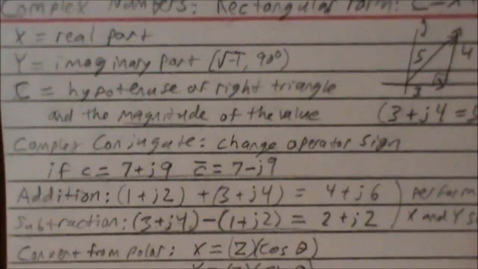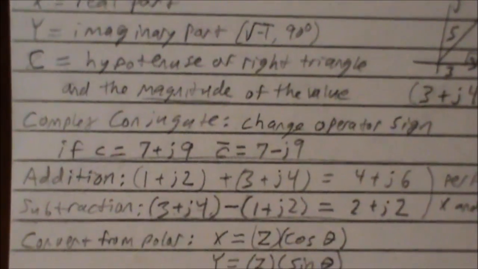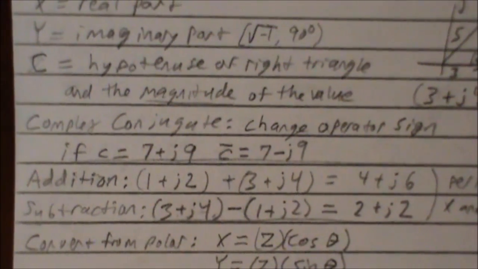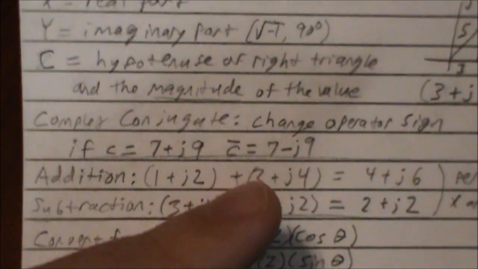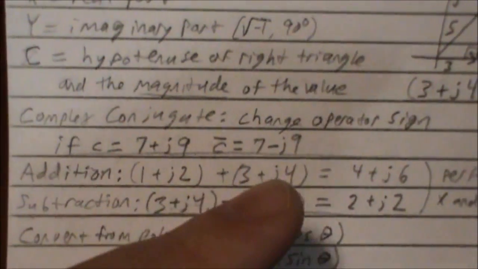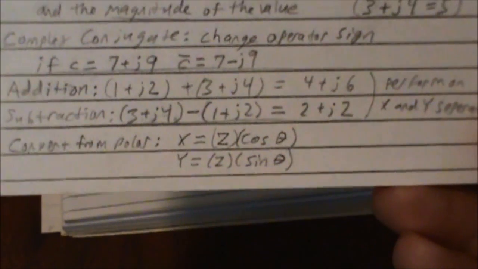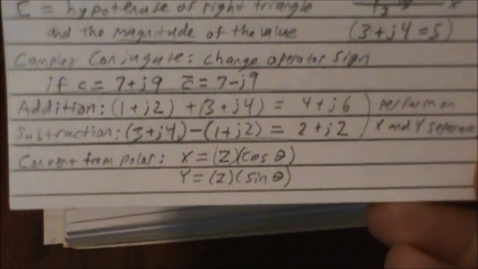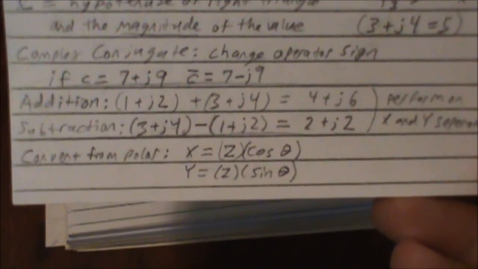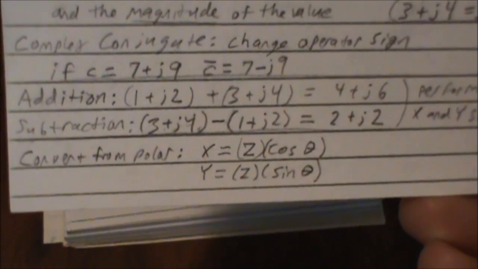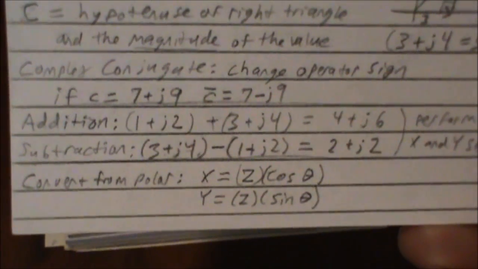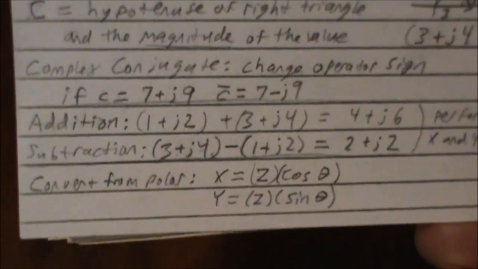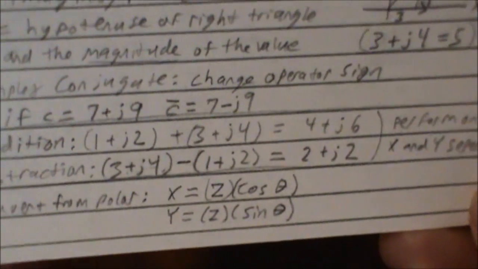And then we complex conjugate, which we mentioned earlier, maybe in a previous video. We just take the c and then we put the bar over it. C bar is 7 minus. We just changed from the plus to the minus here. If we want to add or subtract complex numbers, perform the operations on the x and y separately. If we convert to the polar form, x equals your z, which is your magnitude, times the cosine of theta. And if you have it in polar form, you may want to convert it back to rectangular form.